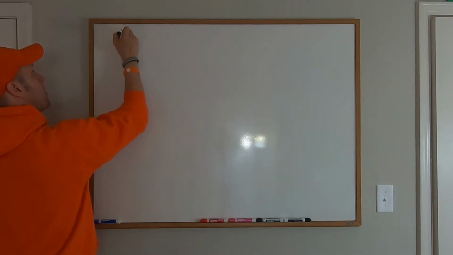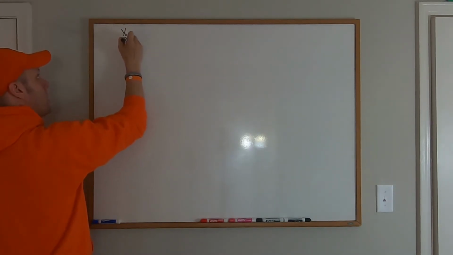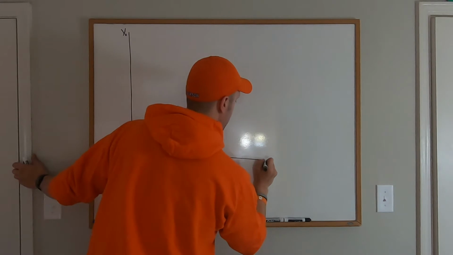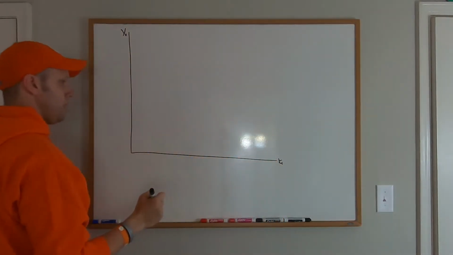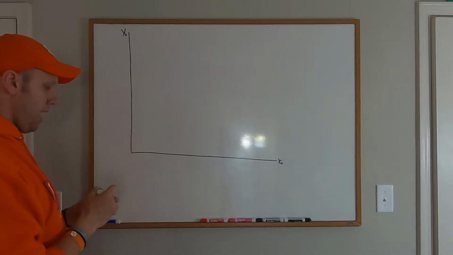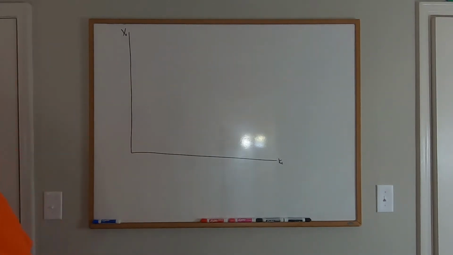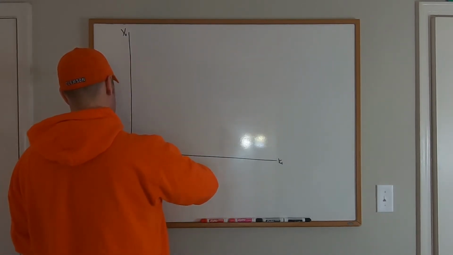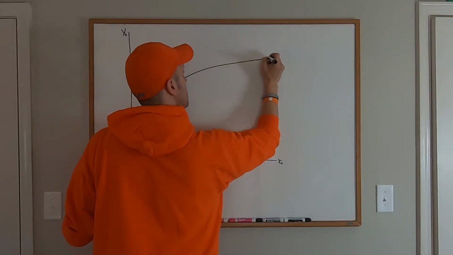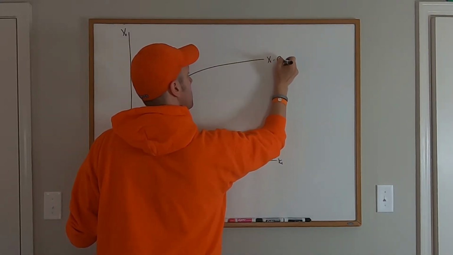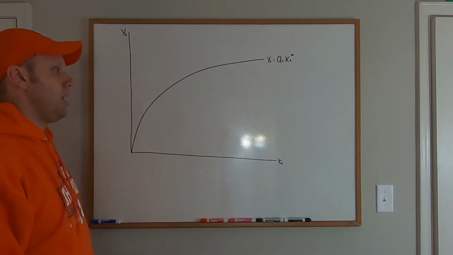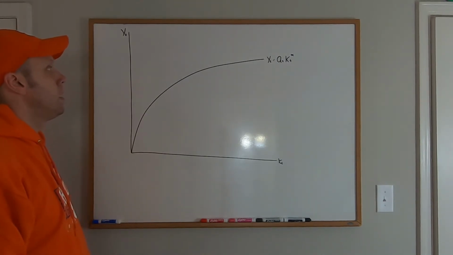So what I want to do when I graph this is I want output on the vertical, and I want capital on the horizontal. So what I'm doing is I'm graphing output Y as a function of capital K. Now I'm going to graph output, Y equals A times K to the alpha. So this is my output function.